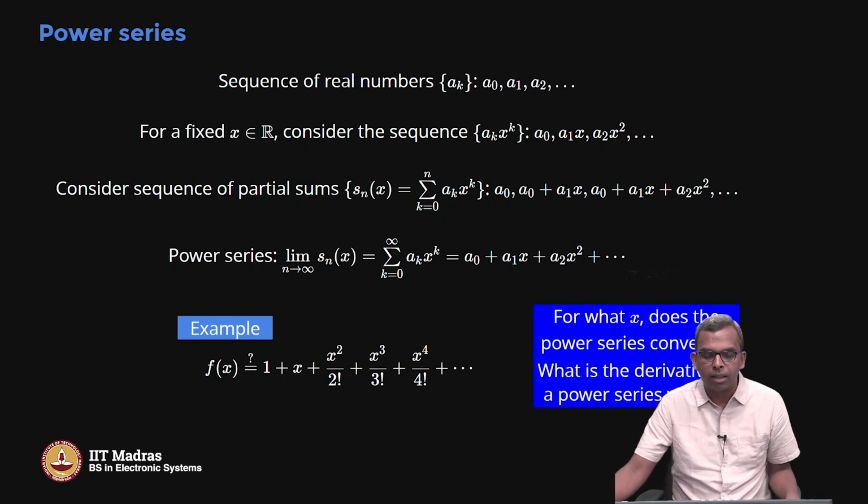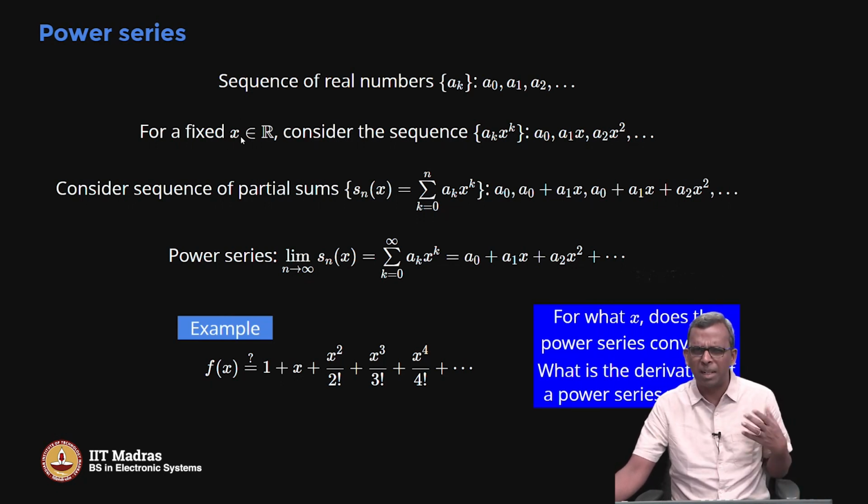How did we define it? You start with a sequence of real numbers a_k: a0, a1, a2, etc. And then you fix a real number x in R. So this x is like a variable. I'm going to think of it as an arbitrary real number, but you can think of x as fixed for the purposes of this definition, to make things more clear.